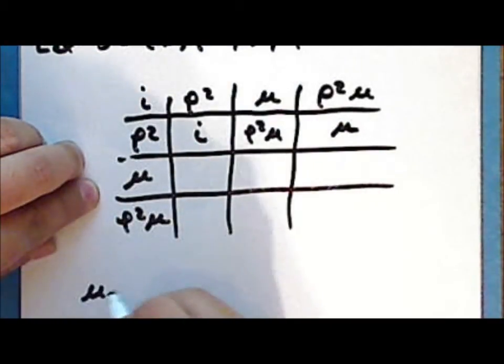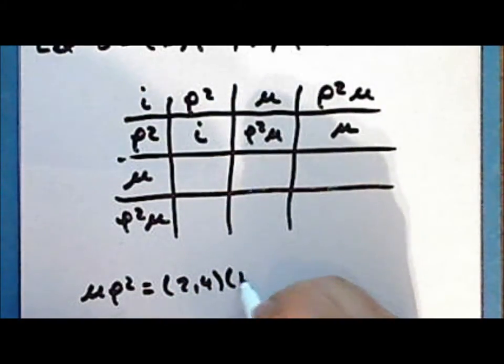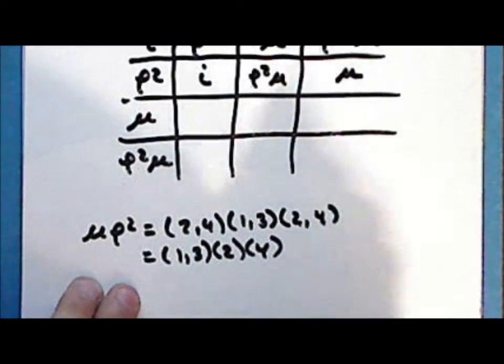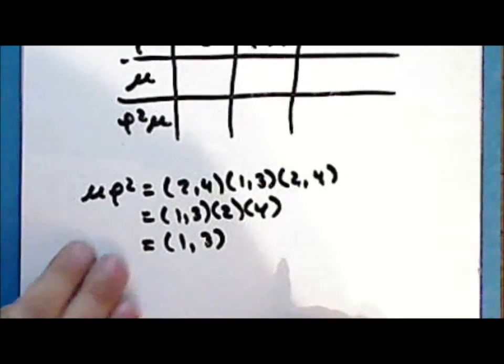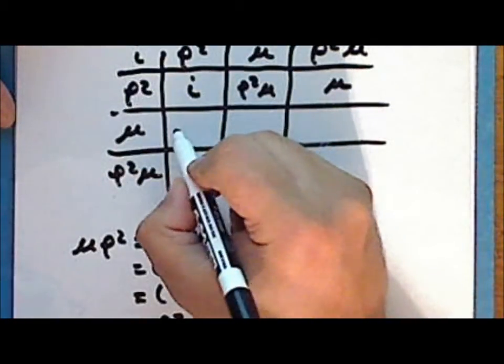Now mu times rho squared is the cycle 2 to 4 times the pair of disjoint cycles 1 to 3, 2 to 4. So beginning with 1, 1 is mapped onto itself in the first cycle, and then onto 3 in the second cycle, and in the third cycle 3 is mapped onto itself, and so we have the cycle 1 to 3. Beginning with 2, 2 is mapped onto 4, 4 is mapped onto 2, so 2 cycles out, and beginning with 4, 4 is mapped onto 2, and 2 is mapped onto 4, so that 4 cycles out, and so this is the cycle 1 to 3.